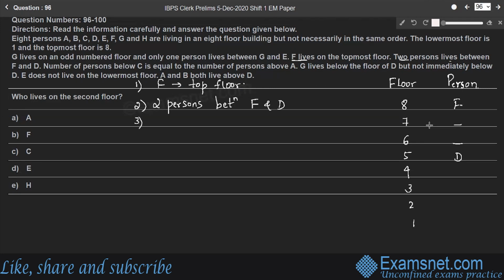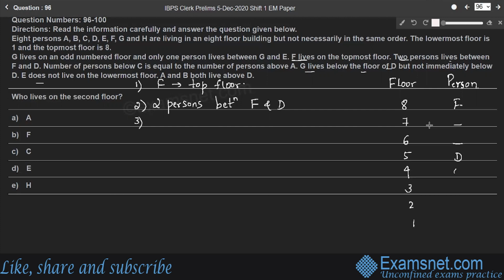And the third point is here. G lives below the floor of D, but not immediately below the floor of D. So G's floor cannot be 4th floor, right? Because G lives below the floor of D, but not immediately below, right?